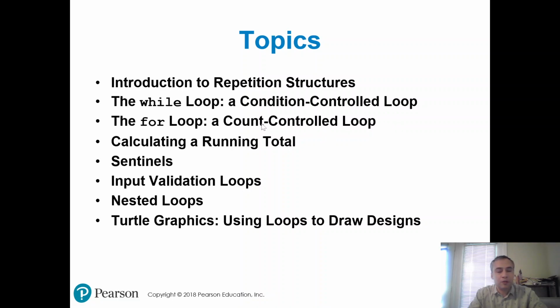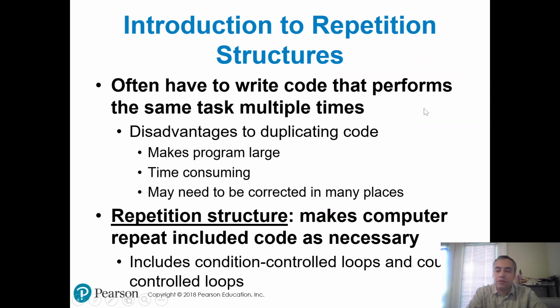Before we go any further, we will use something called a counter. A counter can be used with either of these two loops, not just the count controlled loop, and should be used with either of them. We will calculate a running total, use sentinels, learn about input validation loops and nested loops, and in the end we will do a little bit of turtle. All right.